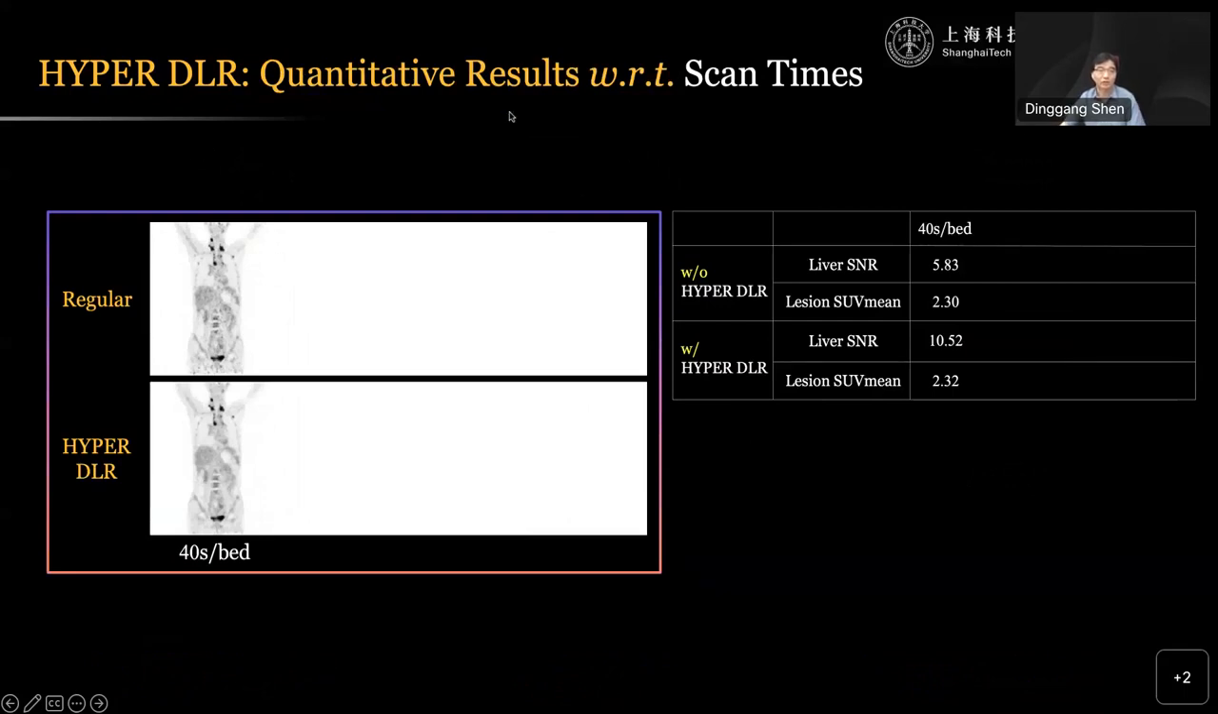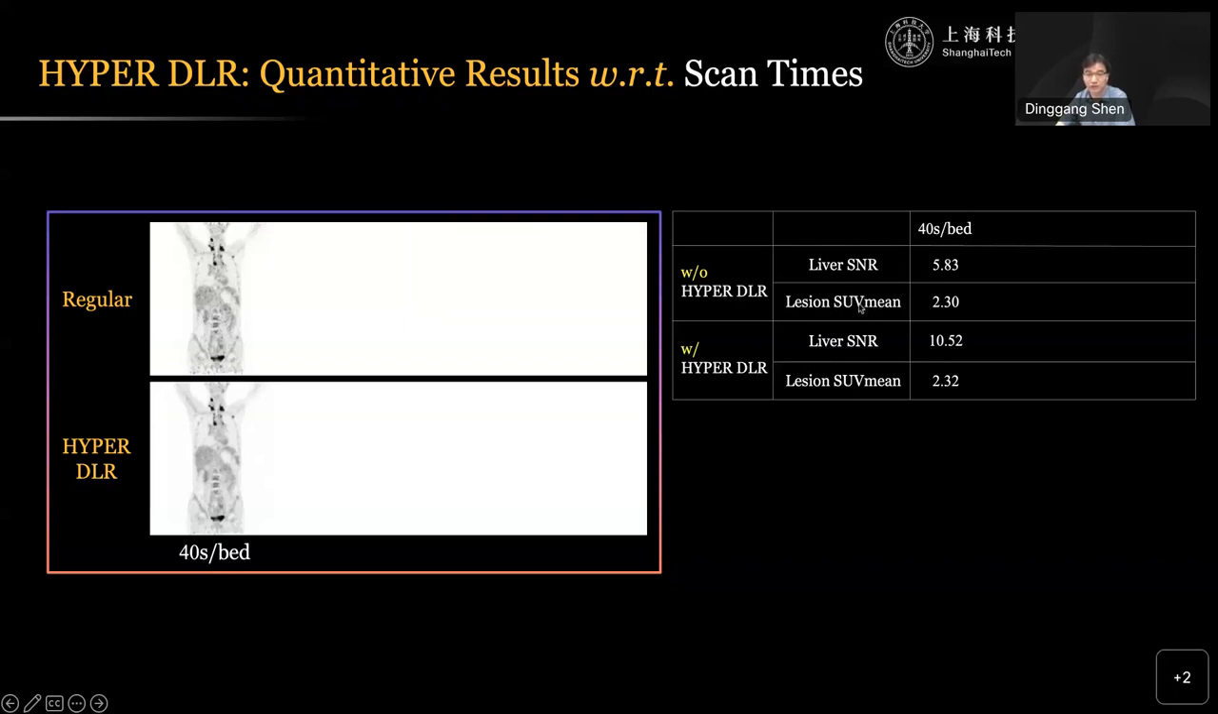And here I'm going to provide you some quantitative results. In the upper panel, these are PET images using the regular reconstruction algorithm. In the bottom, we are using our Hyper DOI deep learning algorithm. For each bed, for example, we take 40 seconds, and this is the visual image comparison. And in the table, we can see these two columns are for the results using regular reconstruction, and these bottom two rows are results using Hyper DOI. And for example, we compare for the liver and also for the lesions.